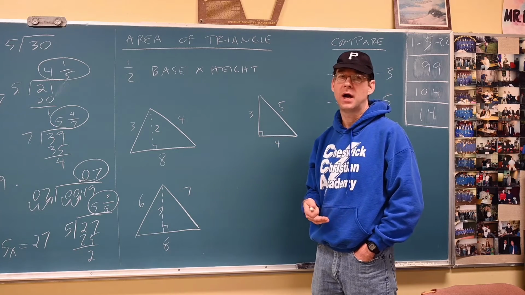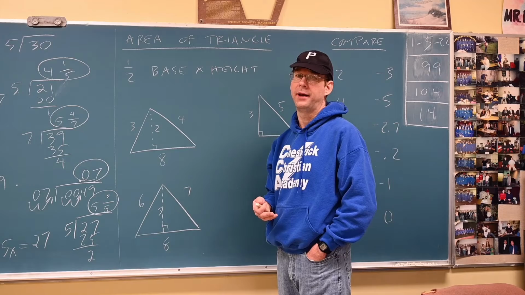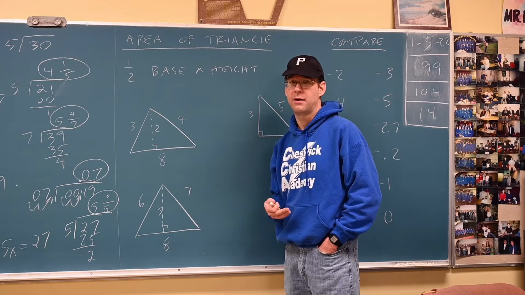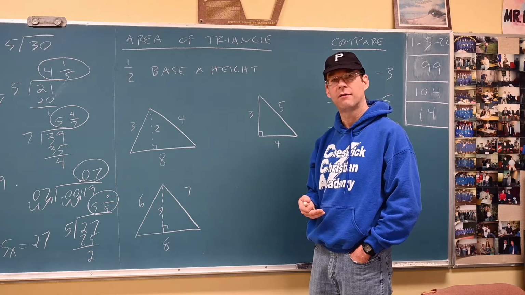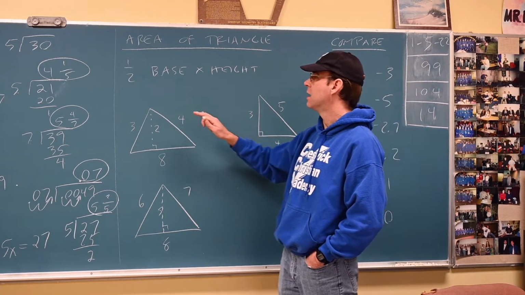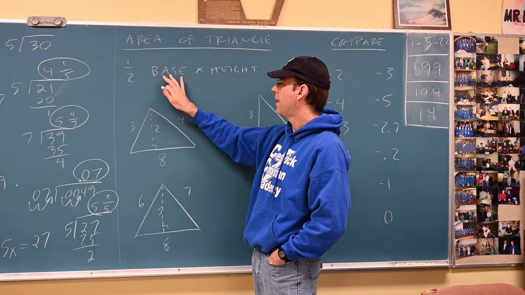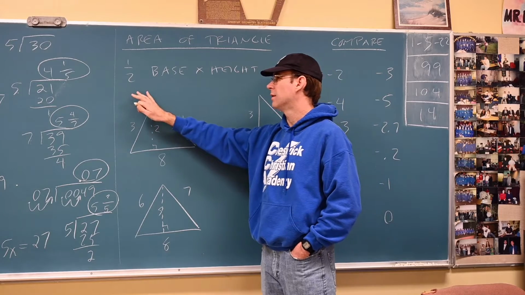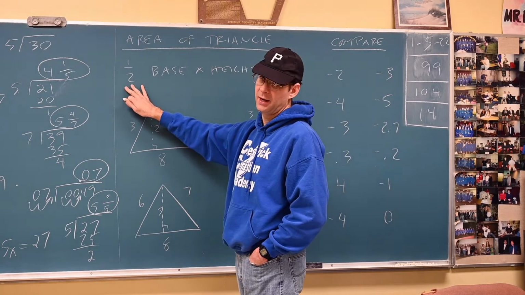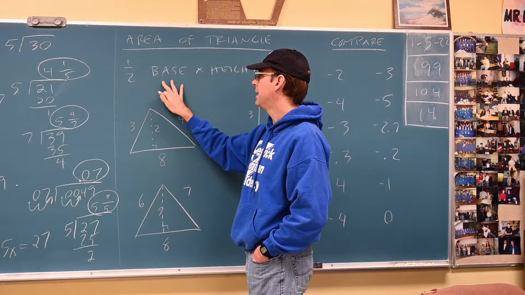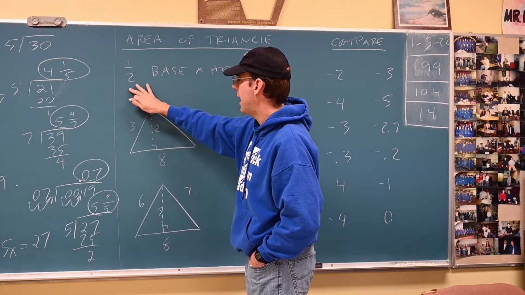What's different about triangles compared to every other shape we've done, and every other shape pretty much that you'll ever do, is that to do their areas, you're going to have to cut things in half, and I'll show you why in a second. But the formula for the area of a triangle is that we're going to multiply the base times the height, and at some point in the problem, whether it's at the beginning or at the end, doesn't really matter, we've got to cut something in half. So base times height, and we're going to cut in half.